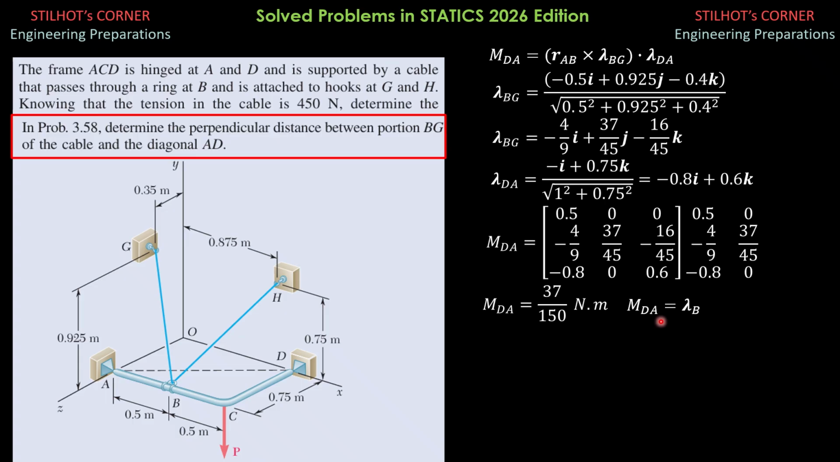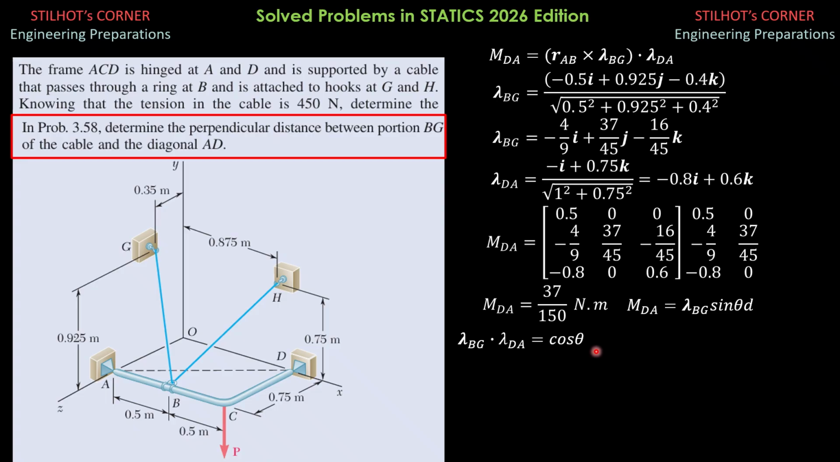So moment DA is lambda BG, which is the unit force, times sine of theta, the component of the unit force perpendicular to the axis. And this is the perpendicular distance between the two lines. So how to solve for theta? We simply obtain the dot product of the unit vector of BG and DA. So that is lambda BG times lambda DA equals cosine theta. Why cosine theta? Because the magnitude of BG is 1. The magnitude of DA is also 1. These are unit vectors, so times cosine of the angle between them.